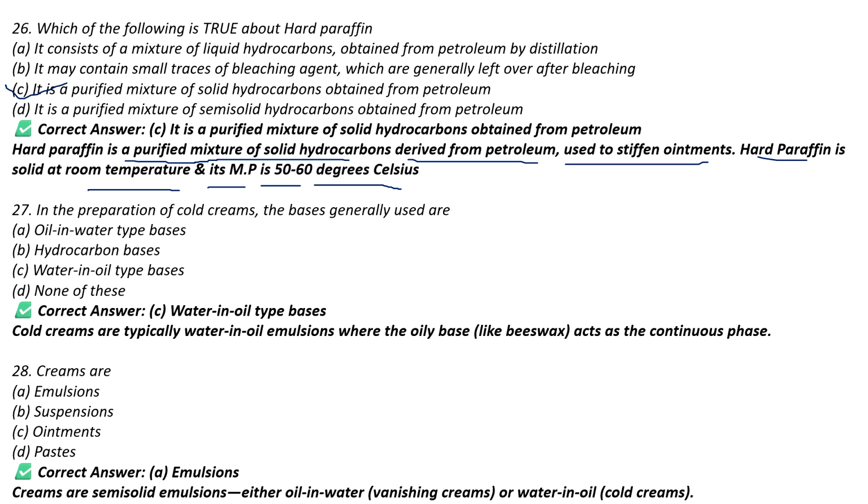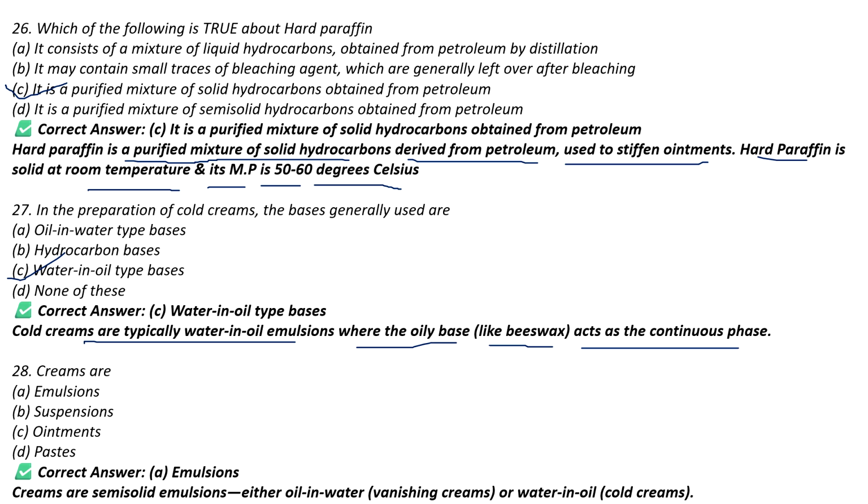In the preparation of cold creams, the bases generally used are, and the options are oil in water type base, hydrocarbon base, water in oil type base, none of these. So cold creams are typically water in oil emulsions where the oil base is likely beeswax that acts as a continuous phase. So we can say option C, that is water in oil type bases, is considered to be the right answer for this question. Moving on to the next question.